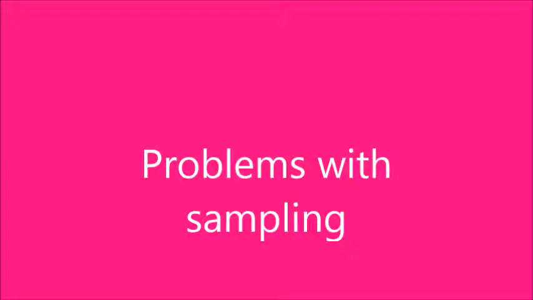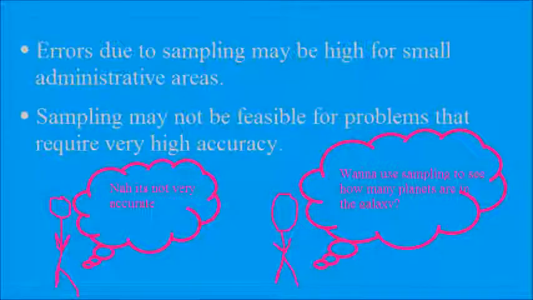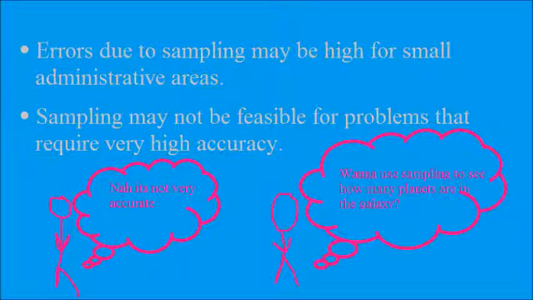Problems with sampling. Although sampling is very accurate, errors still occur. Most errors occur with a small sample size, and thus there is a greater chance for error. And sampling may also not be feasible for problems that require very high accuracy, as sampling is a form of measure that usually requires numbers somewhere in the ballpark and that aren't always exact.